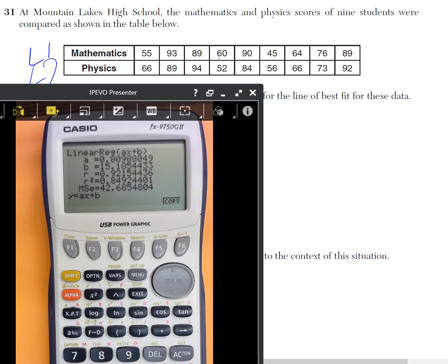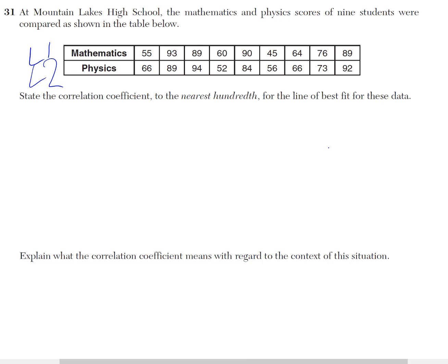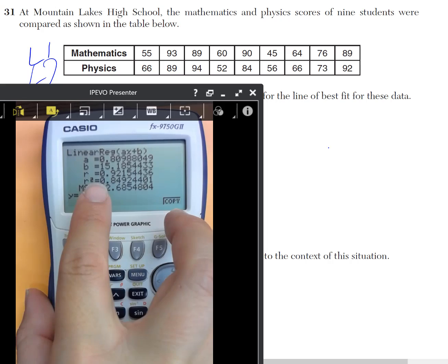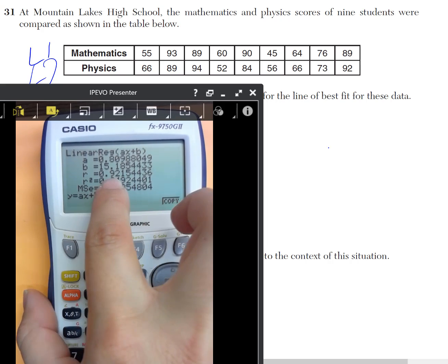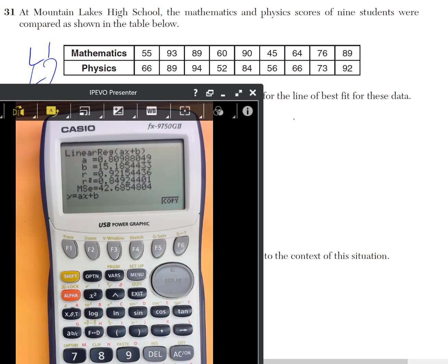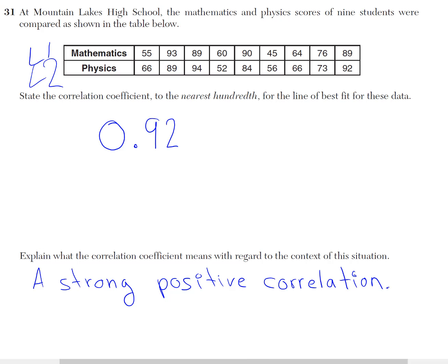Now, what they're asking us for in this problem is the correlation coefficient to the nearest hundredth. So the correlation coefficient is our R value on the calculator. So our correlation coefficient to the nearest hundredth would be 0.92. So we put the 0.92.